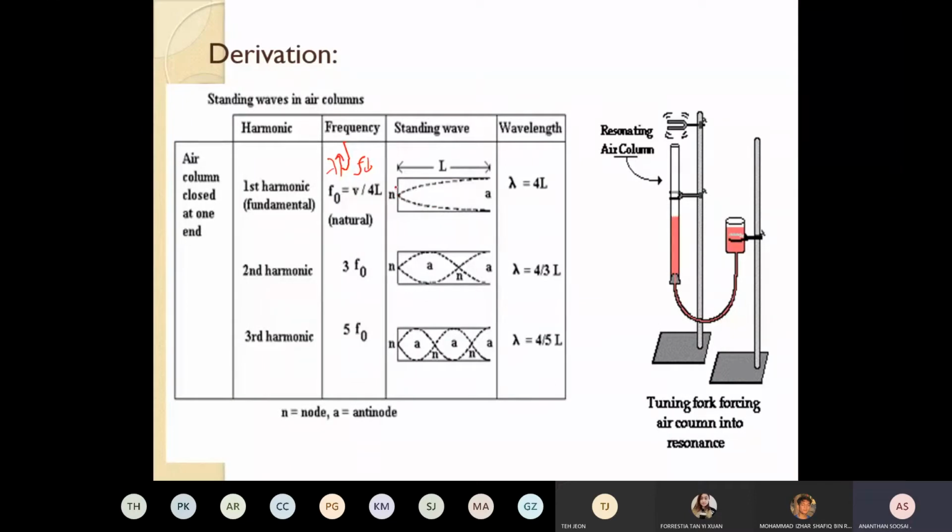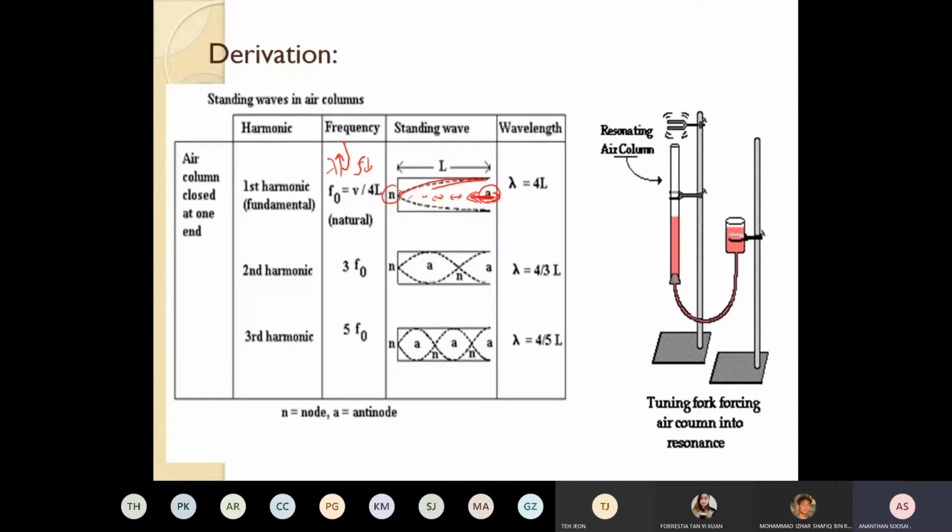At the closed edge, it forms a node. At the open edge, it forms an antinode. So this is the pattern of the wave. The particle at the node has amplitude 0. It does not oscillate, but the particle at the antinode oscillates the most. It has the greatest amplitude. Because it's a sound wave, the particles oscillate horizontally. The oscillation amplitude gets smaller and smaller, and is greatest at the open end.